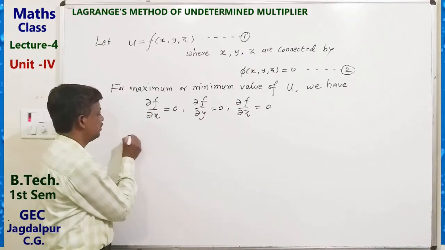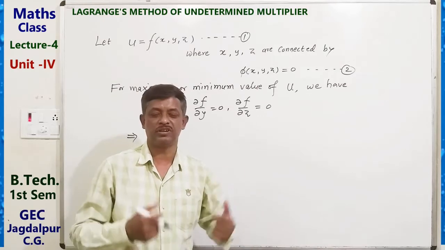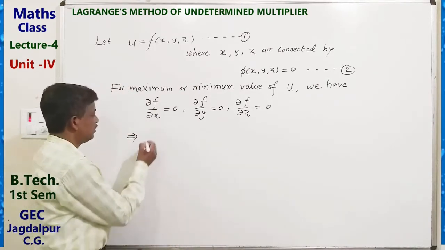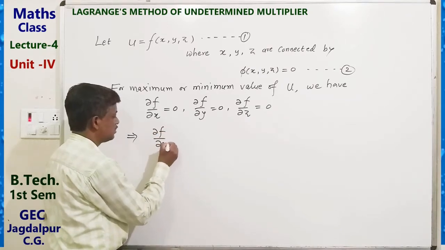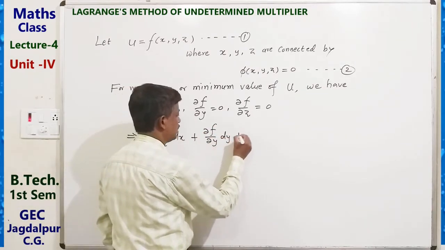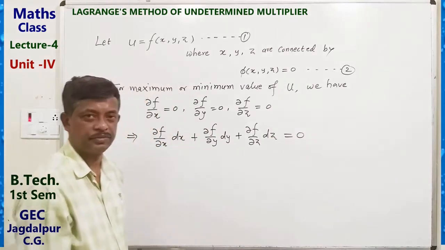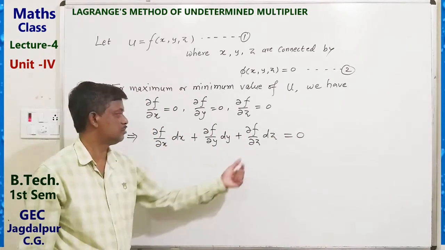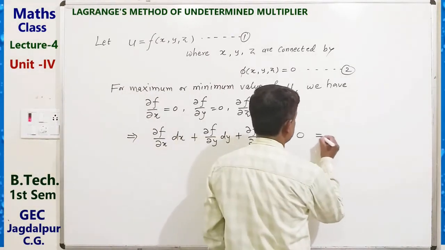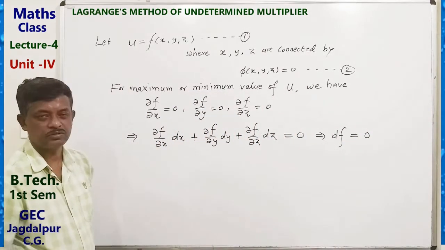So from here we can write a relation, because we are making equations for finding stationary points due to Lagrange's method. Here we can write del f by del x dx plus del f by del y dy plus del f by del z dz equals 0, because each of these partial derivatives is 0. So it means df equals 0, the total differential.